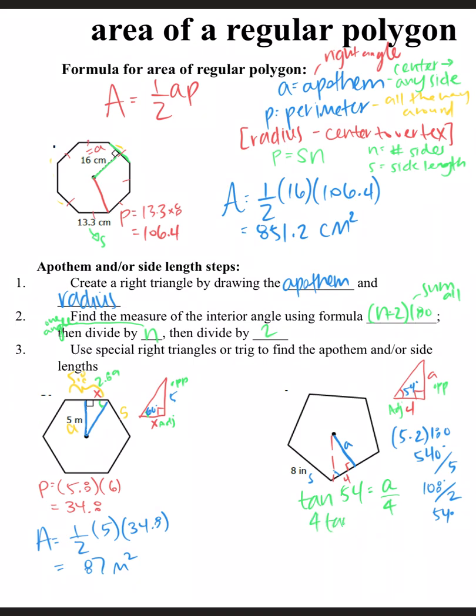So 4 times tangent of 54 is going to give me A. And when I put that in the calculator, I get 5.5. So our apothem is 5.5. Now I have everything. Oh, let's find our perimeter. Perimeter equals 8 times 5, and that is 40. So we've got 1/2 times apothem times perimeter. That ends up being 110 inches squared.